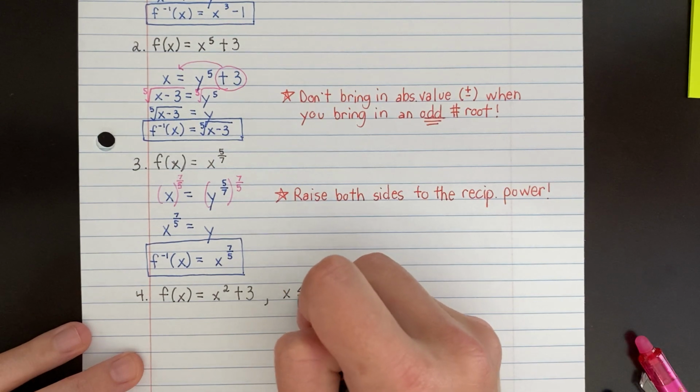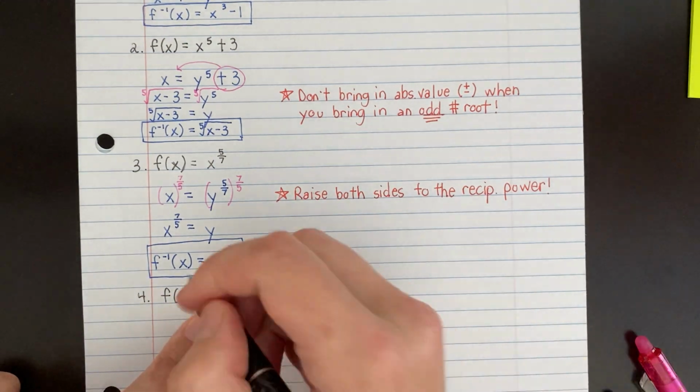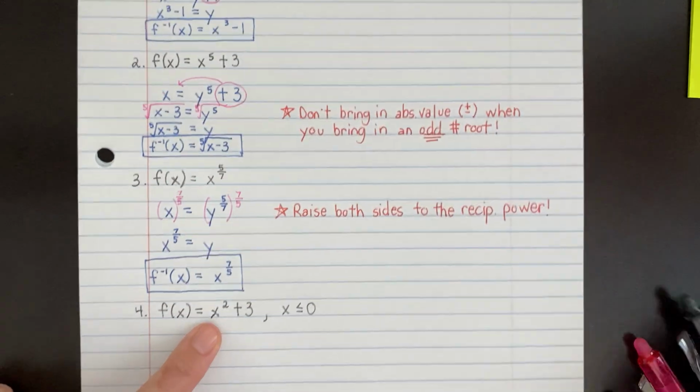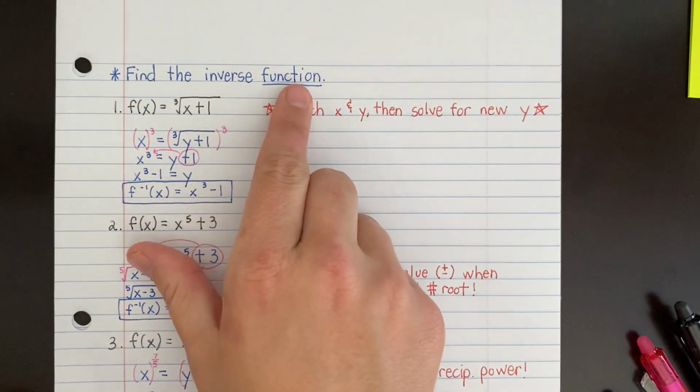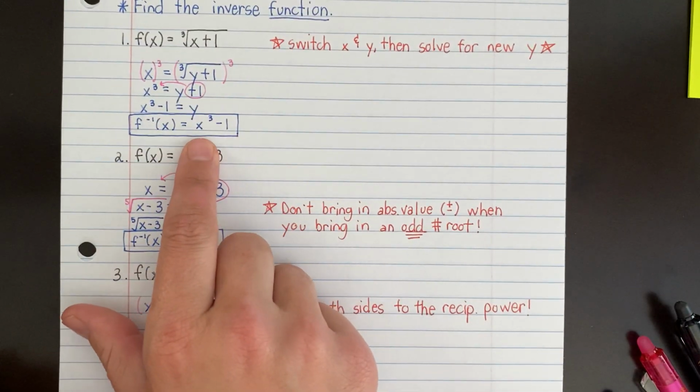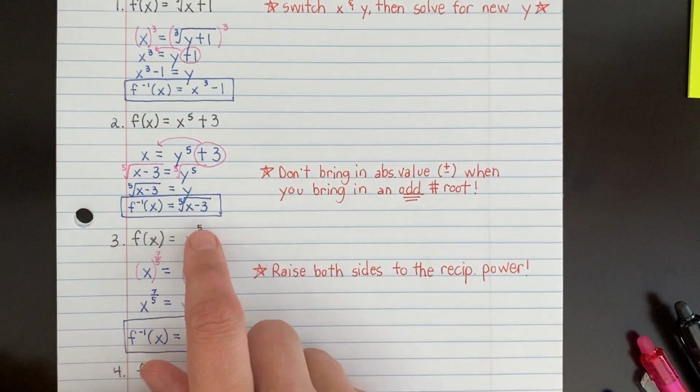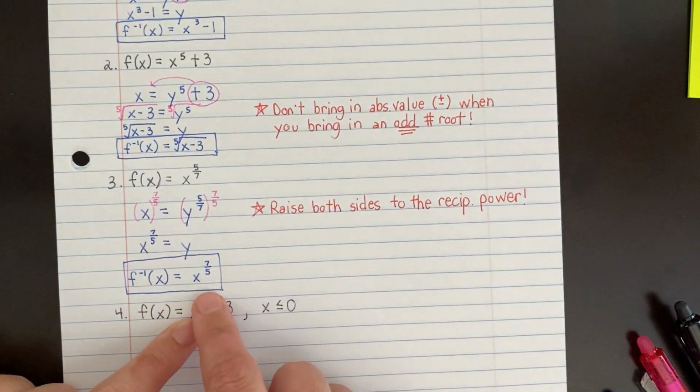Okay, so let's talk real quick. If this is the given problem, remember, find the inverse function. All of these so far, we have found the inverse function. Cubic, that's a function. Fifth root, that's a function. This is, in fact, a function, okay?